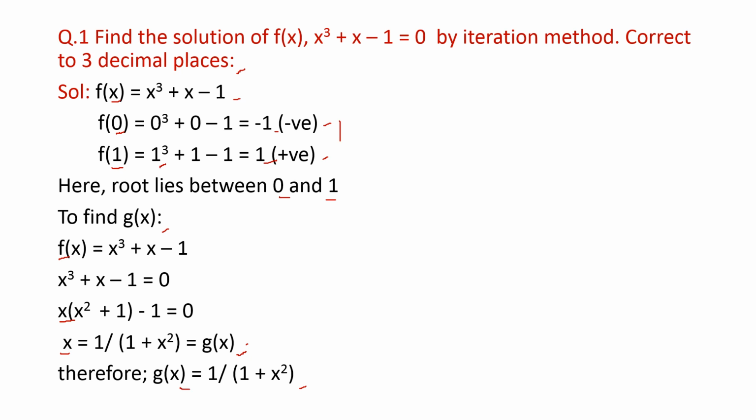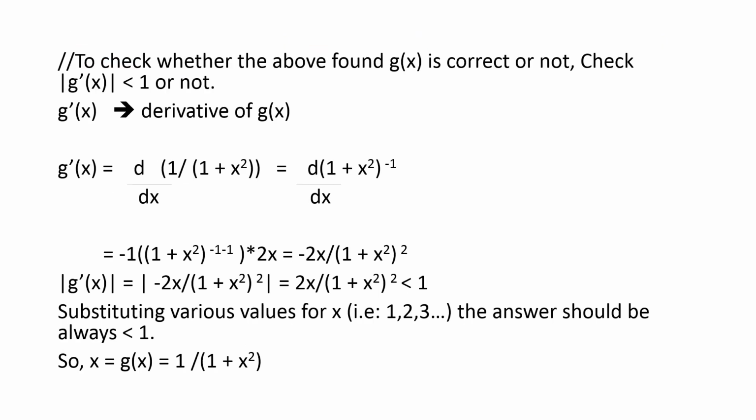We know that in some cases, you can take x out in different ways. So you have to check whether the value of g of x which we got is correct or not. For that, here I have written, to check whether the above found g of x is correct or not, check whether modulus of g dash of x is less than 1 or not. That is the derivative of g of x. Here I have mentioned g dash of x is the derivative of g of x.